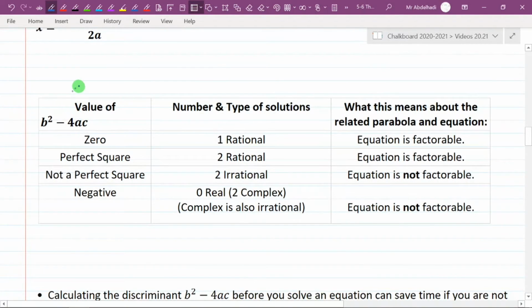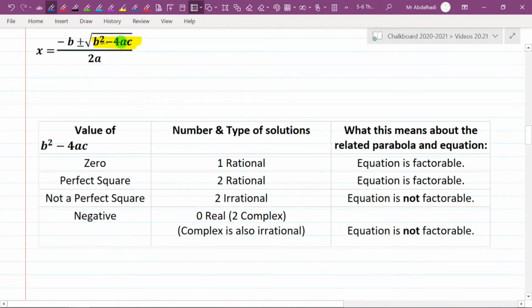If you calculate the b squared minus 4ac and it turns out to be 0, you're going to get one rational answer. And the equation is factorable. So you could have skipped the quadratic formula and you could have factored. If you get a perfect square, which by the way, 0 is a perfect square, so a non-zero perfect square, you're going to get two answers. And it was factorable, so you should have just done it by factoring and saved yourself a lot of work, because this is a lot more work than factoring.